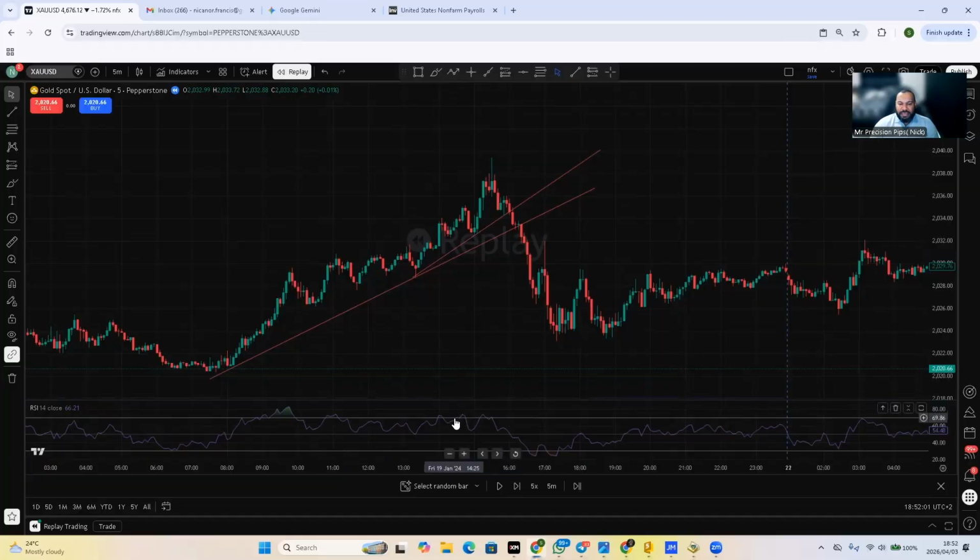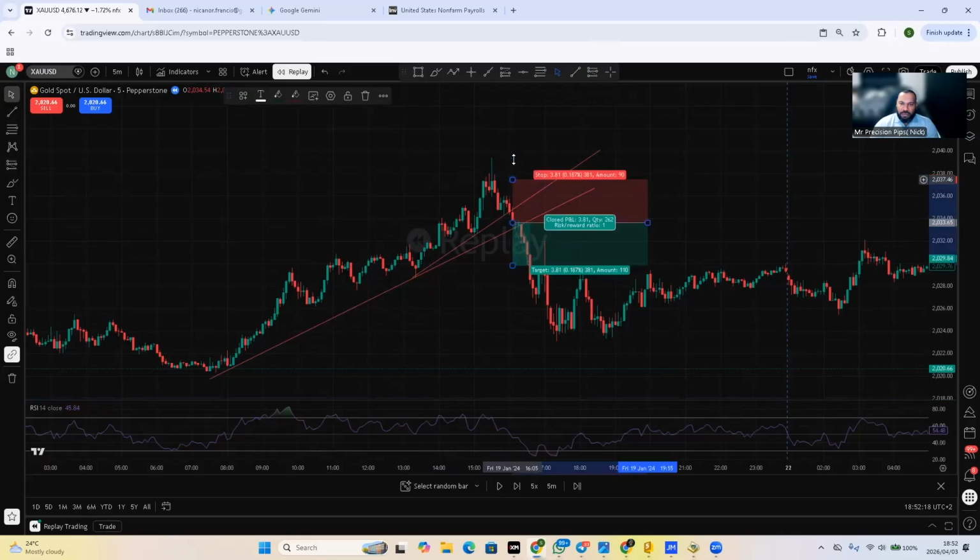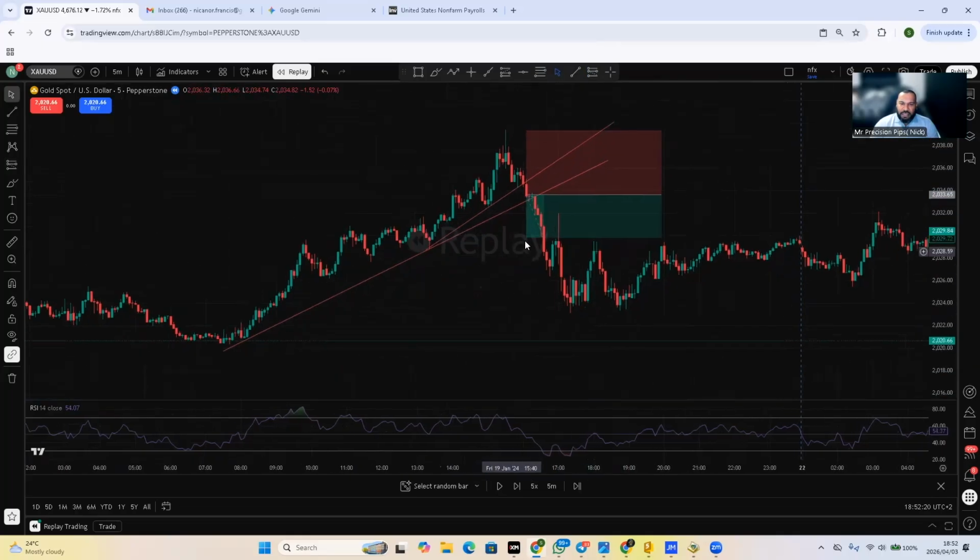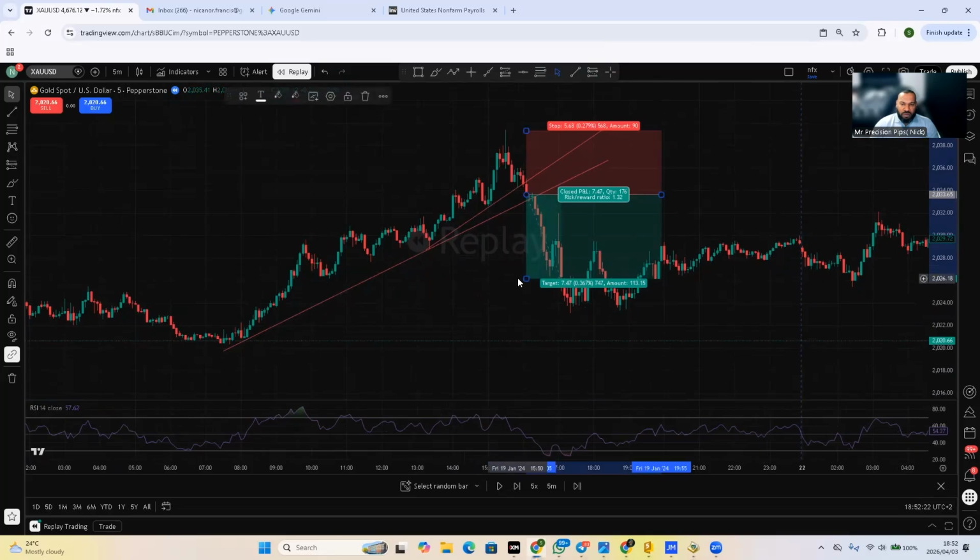We need RSI to start making lower highs or equal highs. Check. All right. And then we need a candle close below our trend line. Check. We would enter there. Boom. Stop loss above the high. Target, previous low there. That's what, 1 to 1.3.